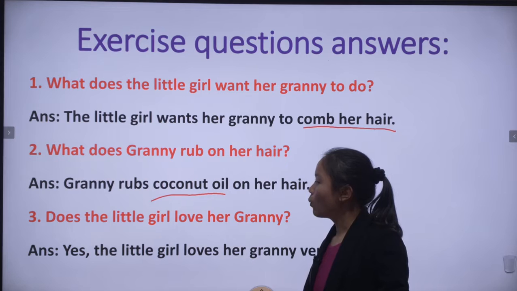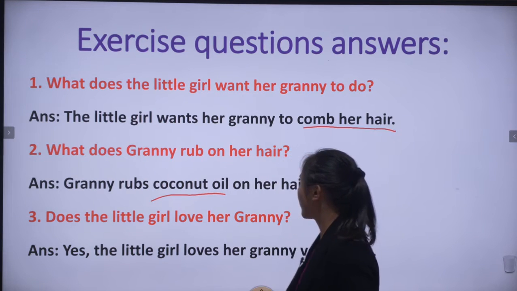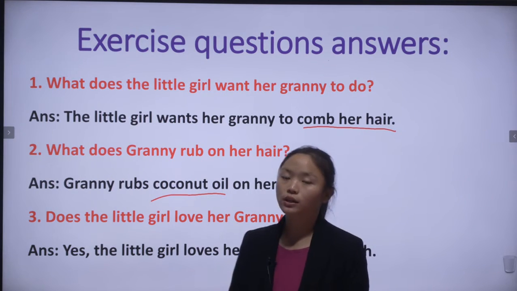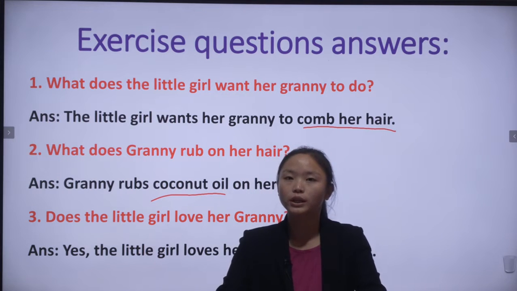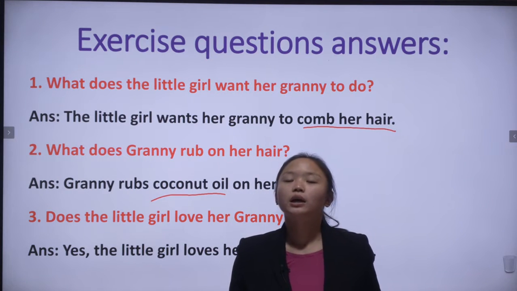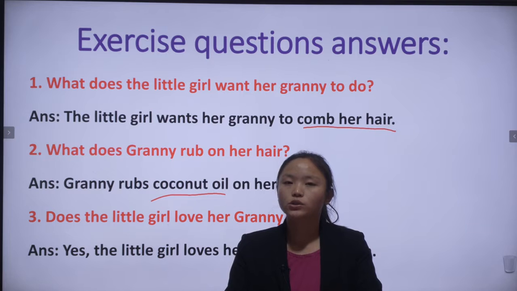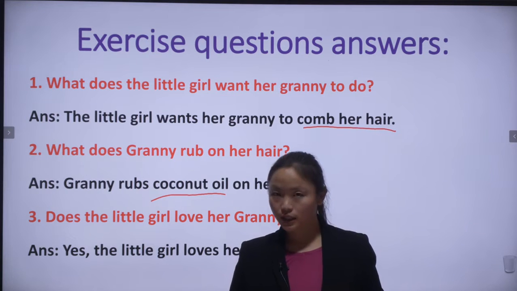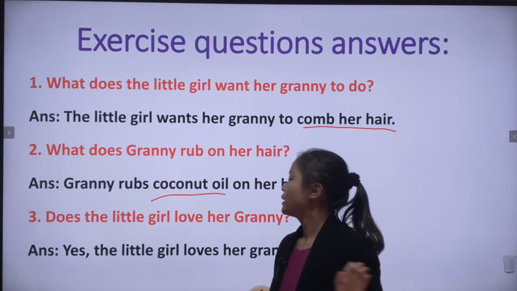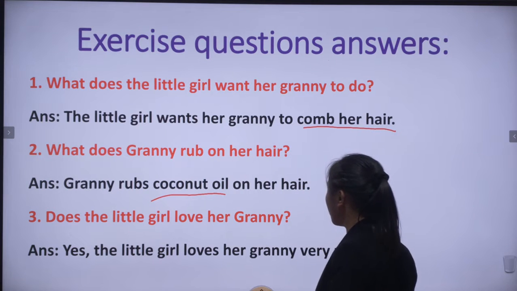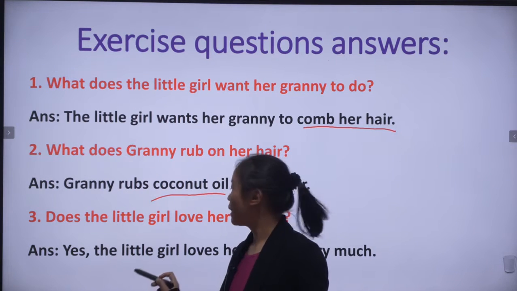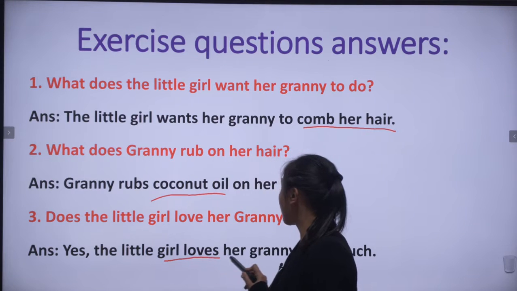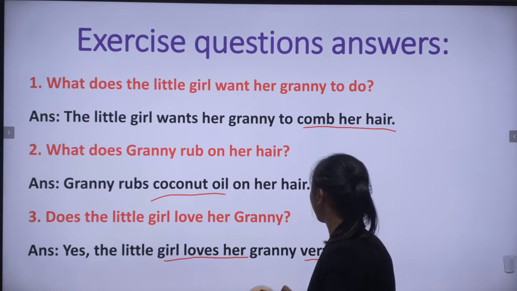Number 3. Does the little girl love her granny? So the question is, ये वो छोटी सी लड़की जो है वो अपने ग्रैनी को प्यार करती थी. Answer is yes. The little girl loves her granny very much.